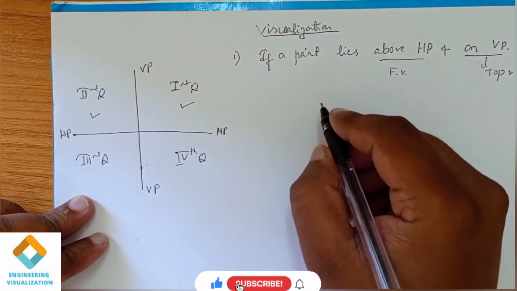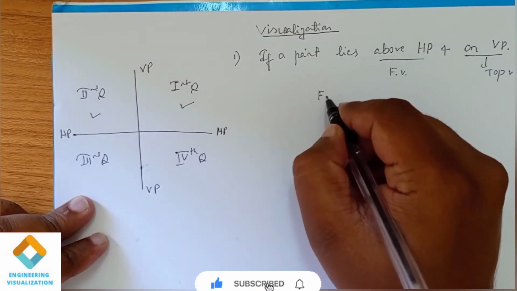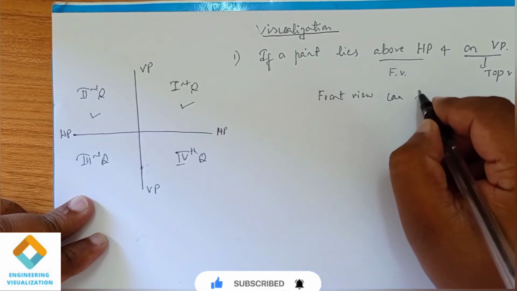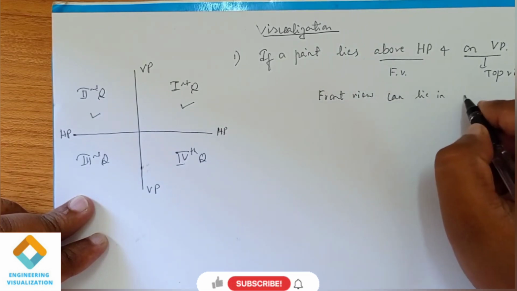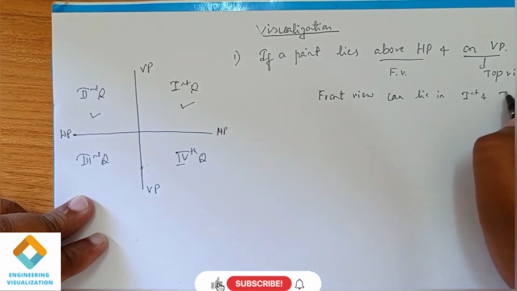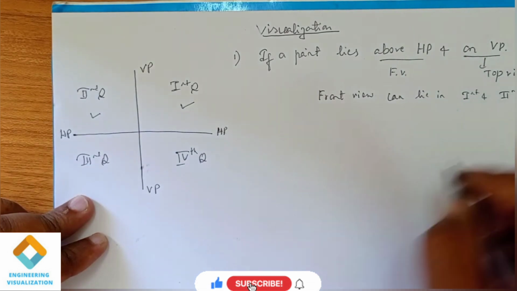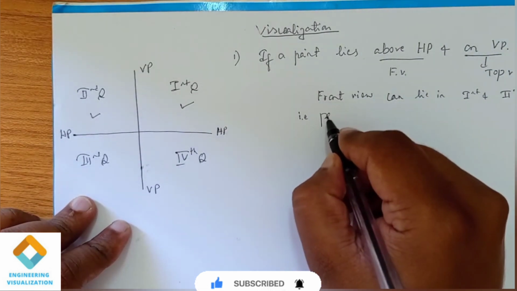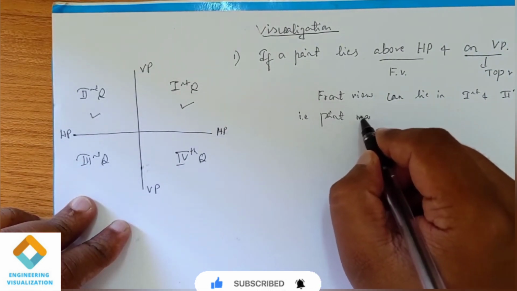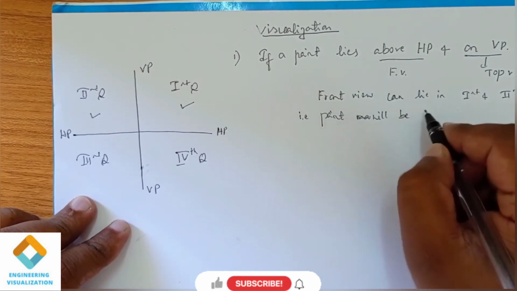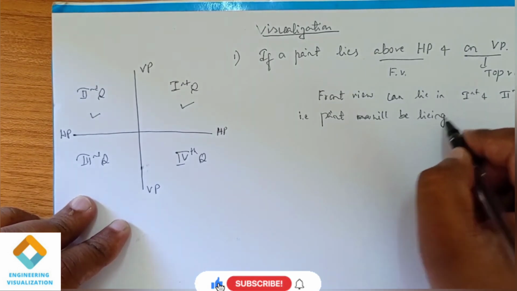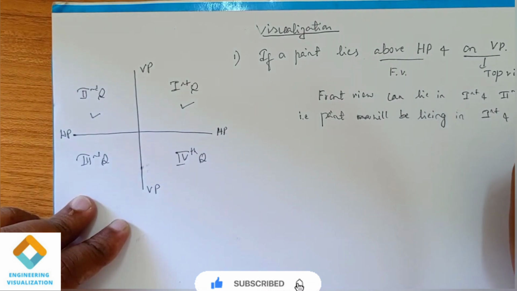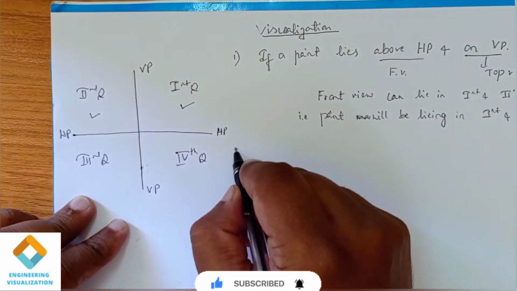So the front view can lie in first and second quadrant. Okay, so the point will be lying in first and second quadrant.